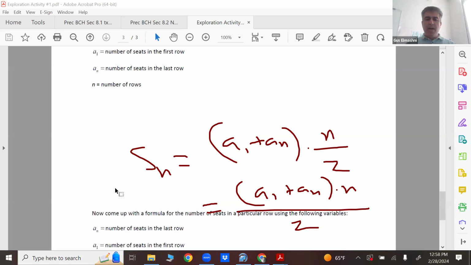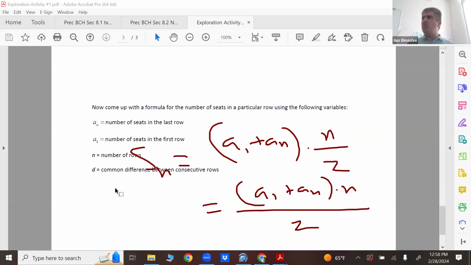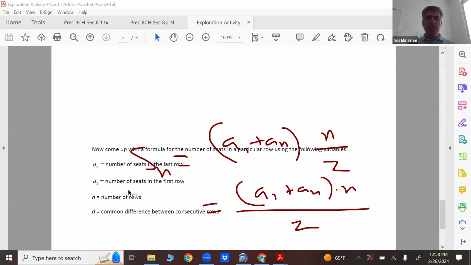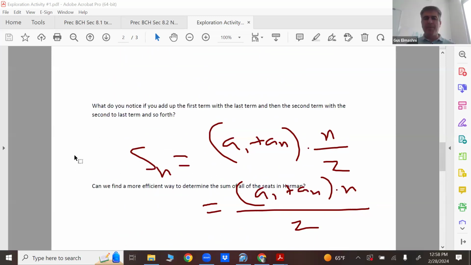Any juniors doing the SAT or ACT coming up soon? Sometimes they ask this question, and you don't have the formula given. I've actually seen a question on the ACT very similar to this. So it's good to know what's going on instead of adding by brute force, which takes too long.